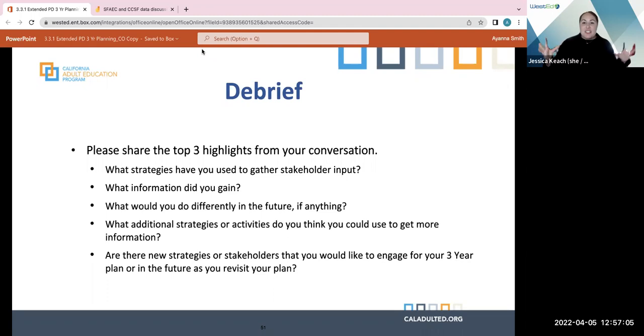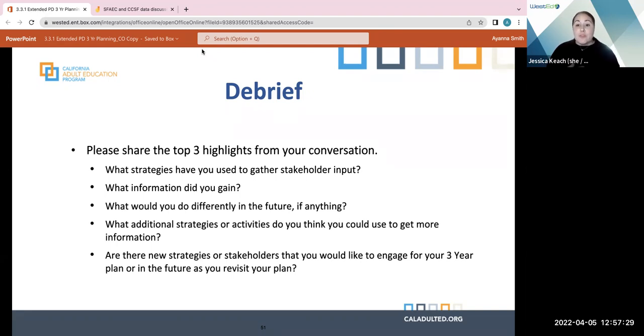Imagine you've just gone into breakouts, talked a lot, had those conversations. I'd like to open it up to the group to just brainstorm and talk through some of these questions. We'd love to know from all of you in the audience, what strategies have you used to gather stakeholder input? What information did you gain? What would you do differently in the future?